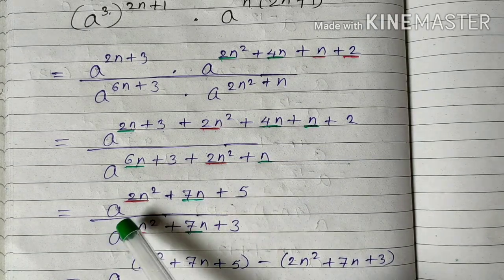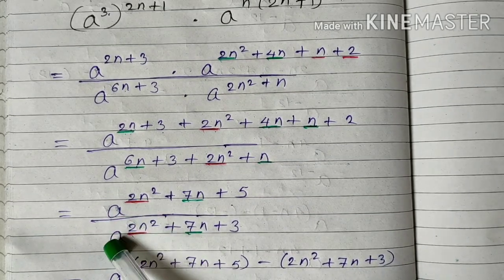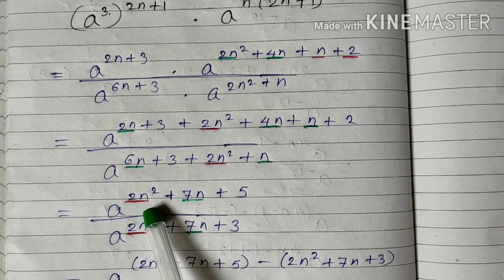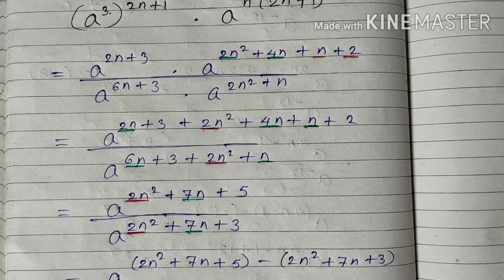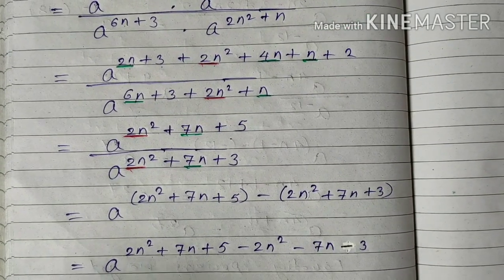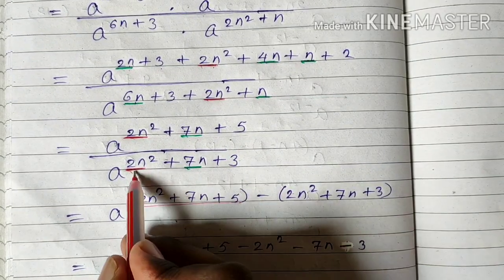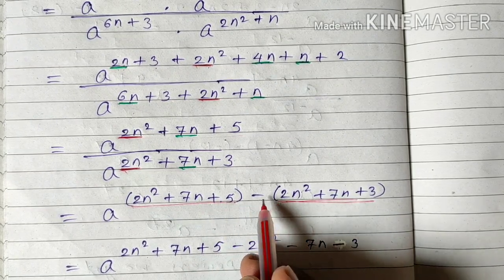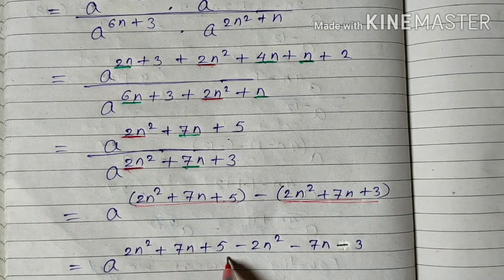Now, since the bases of these two are equal, a and a bases are equal, and between them there is a division, there should be the subtraction of their powers. Okay. So let us make a subtraction of these two powers. This is our first power of numerator. This is the second power of our denominator. Between them there is a subtraction. Okay. So first will remain same as it is over there.